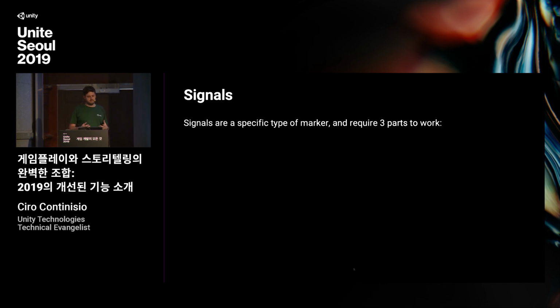And then we have signals. And signals are just a custom type of marker. So exactly like for clips, with markers, you can create your own custom types. And with timeline, we provide one custom type, which is called signals. So this is a custom type of marker. And signals provide the functionality of events for the timeline. And because we wanted to separate timeline from the actual object that holds the code that you want to call, the signals require three parts to work.